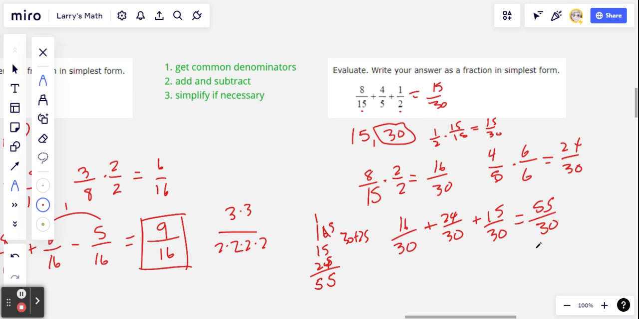Now, is this in simplest terms, or does it need to be reduced? Well, one thing I see here is that I have a 5. This number ends with a 5, and this number ends with a 0. So I know they're both divisible by 5. So I'm going to go ahead and do that. Divide by 5 and divide by 5. So 55 divided by 5 is 11, and 30 divided by 5 is 6. So now I have 11/6. 11 is a prime number, so there's nothing we can do to reduce that further. We could make this a mixed number instead of an improper fraction, but I think Alex will accept this just fine the way it is. So our answer there is 11/6.